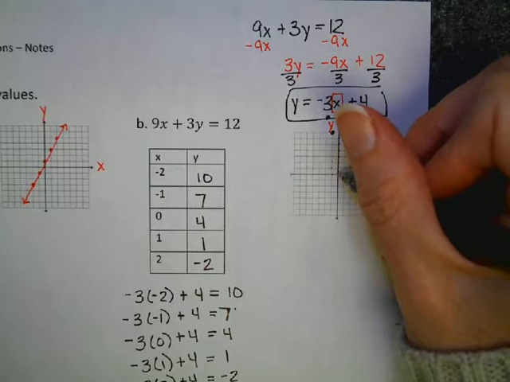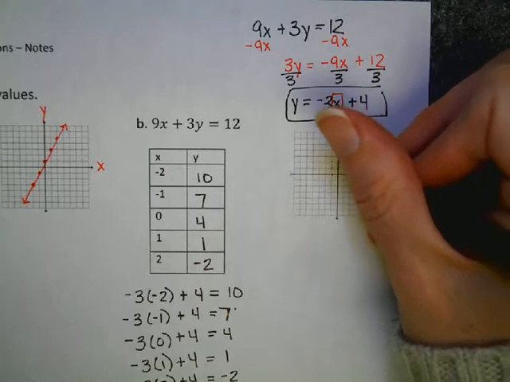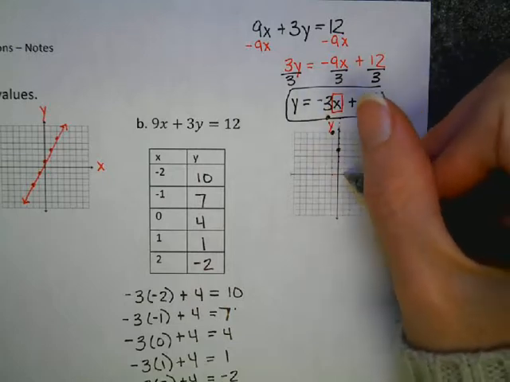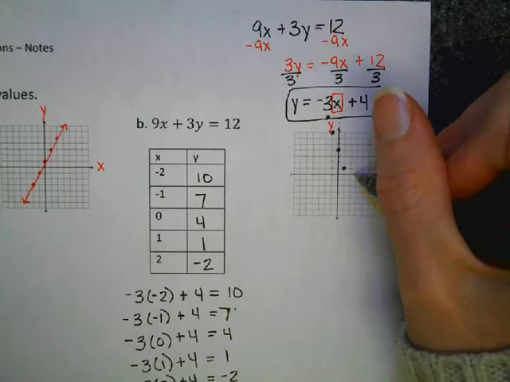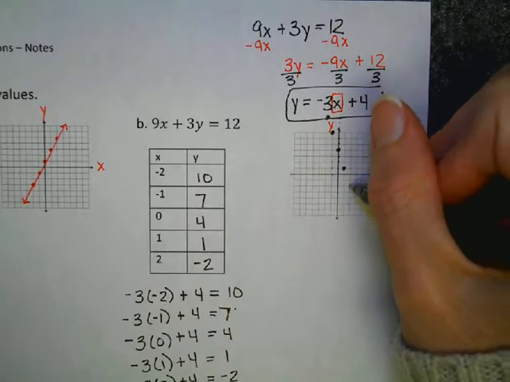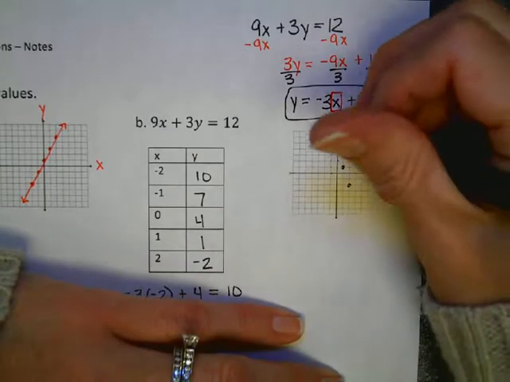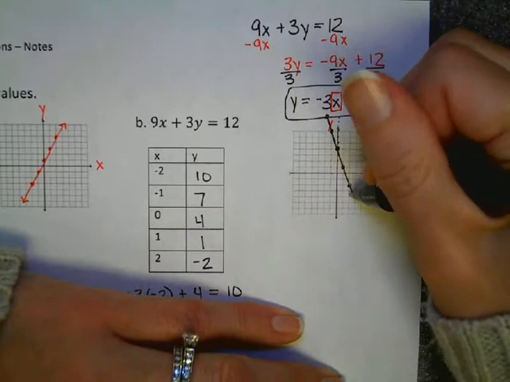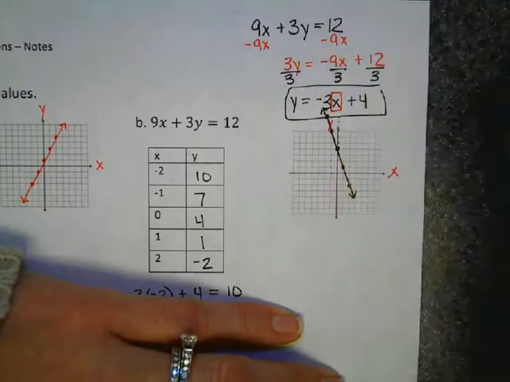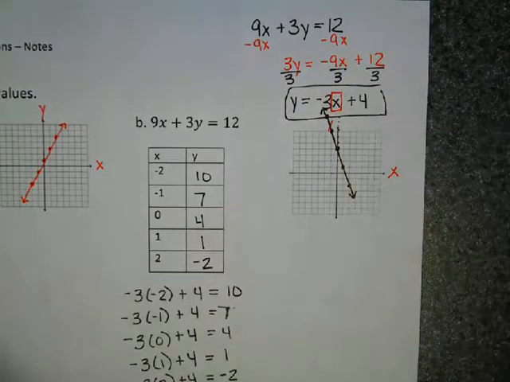That would be right at the top of my graph. 0, 4. 1, 1. And 2, -2. And I draw a line through those points.